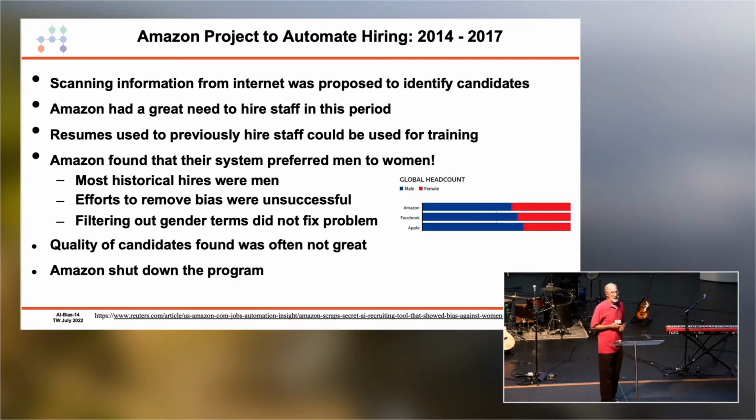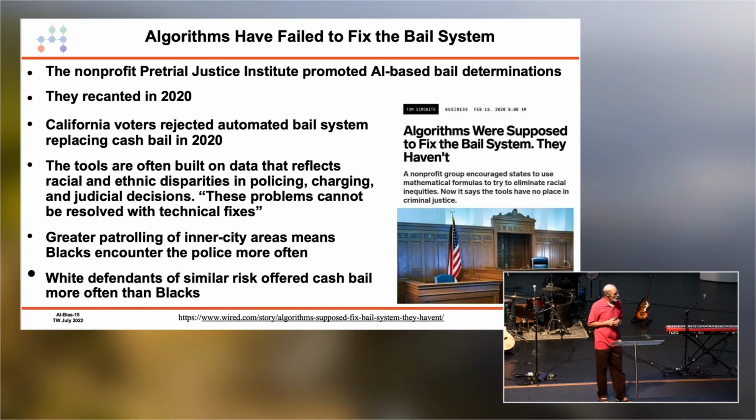Amazon shut this one down, which is good for them, but they do have some more efforts now. Years have gone by along the same lines. Now, bail is a thing that there's been some major so-called AI stuff. This Pretrial Justice Institute promoted AI-based bail determination to try to make it fair.